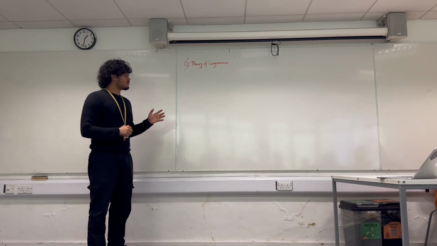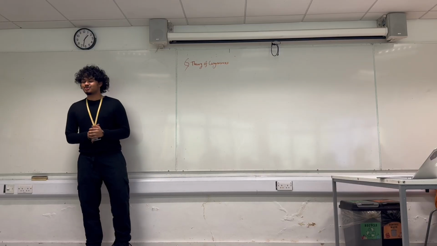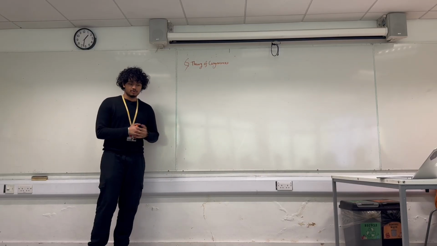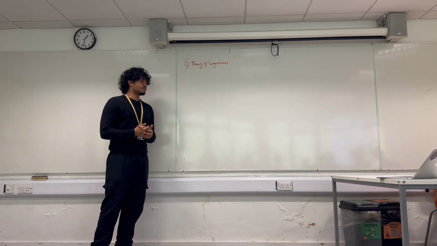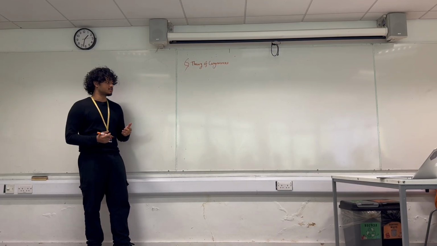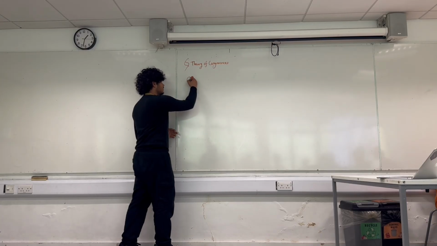This lecture is going to be on the theory of congruences and modular arithmetic. I'll go through some of the history, how we can use it, some axioms, and some real-life examples of modular arithmetic. So, starting with some of the history, modular arithmetic was first proposed by Gauss in 1801.